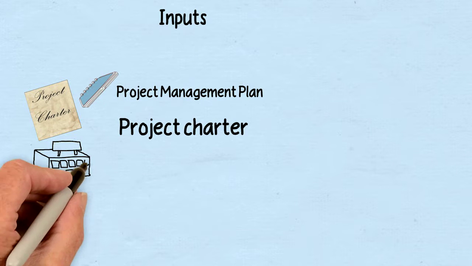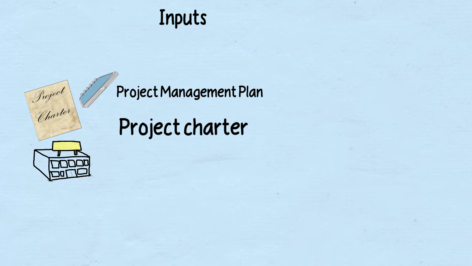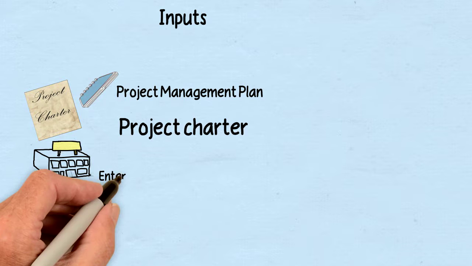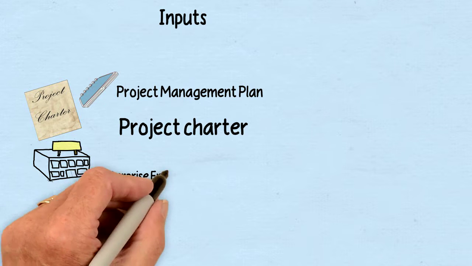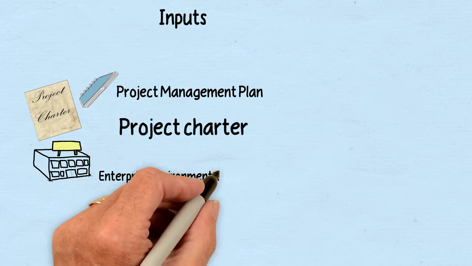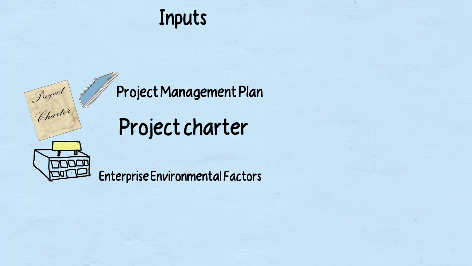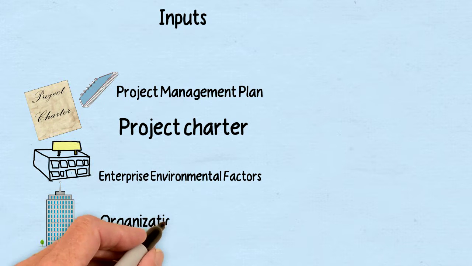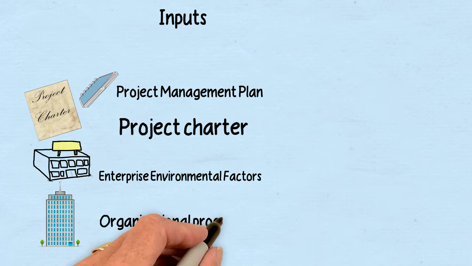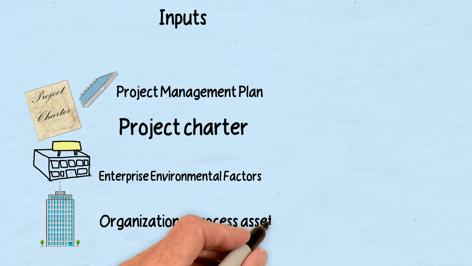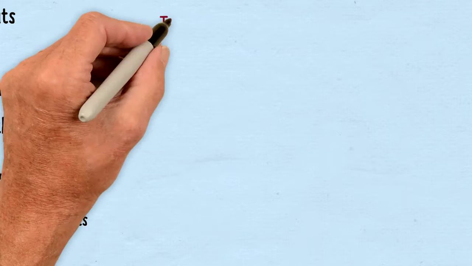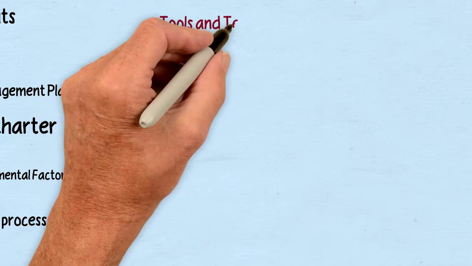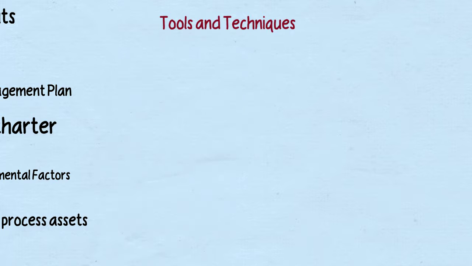And the other inputs are going to be the usual enterprise environmental factors. Those are such things as the company culture, or just how we manage scope in our particular project environment and our organization. And likewise, you have your organizational process assets. Those are things like policies or templates or things that may assist you in efforts to manage how the scope is planned. Likewise, we have the tools and techniques to help us do this.